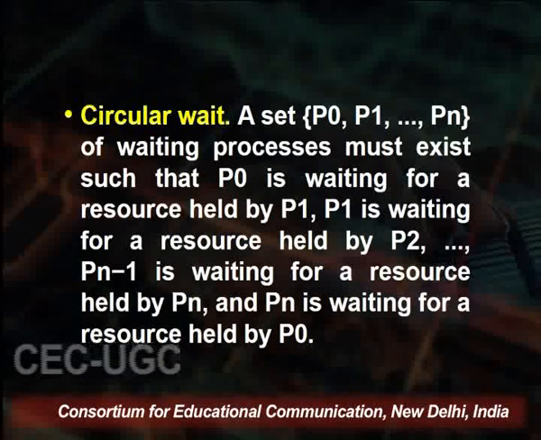P0 is waiting for the resources which are with P1, then P1 is waiting for the resources which are with P2, P2 is waiting for the resources with P3, and at last Pn is also waiting for a resource which is held by P0. So all these processes are waiting for one another in a circular fashion. So we have seen these four conditions.